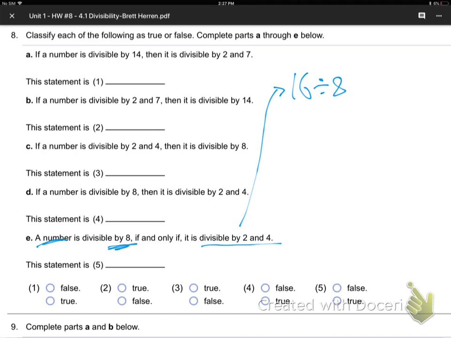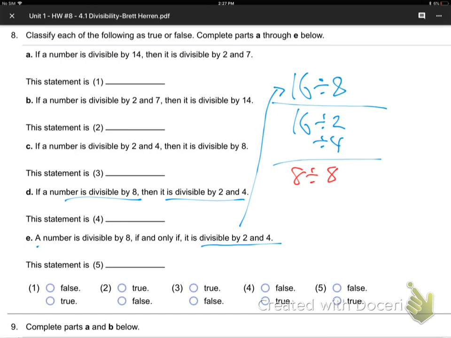We're not on E, we're on D. It's divisible by 8. Is it also divisible by 2 and by 4? Well, yeah, certainly. Is that always going to work? Let's try another one. How about 8 itself? 8 itself is divisible by 8. Is it also divisible by 2 and 4? Yeah.